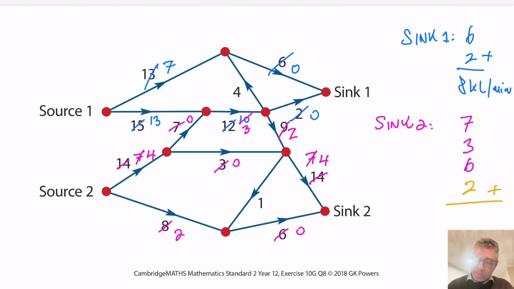I'm going to add all that up. I'm pretty sure we're done now. We'll just check. 13 minus 2 is 11. 3 minus 2, you can see what I was saying about that edge having an interesting life, is only 1. 2 minus 2 is now 0. So we are tanked on that edge. 4 minus 2 is 2, but that's it. There are no more other ways into sink 2. 7 and 3 is 10. 6 and 2 is 8. 18 kilolitres per minute. And that is how much we can get into sink 2.